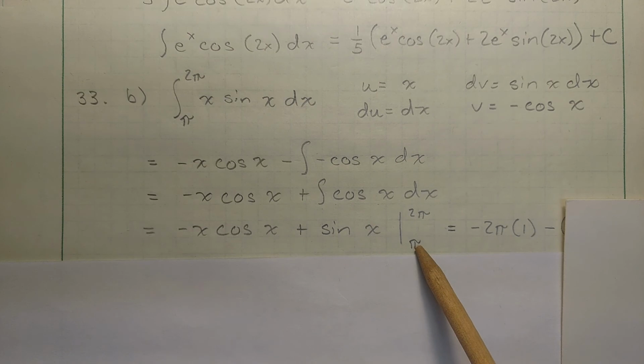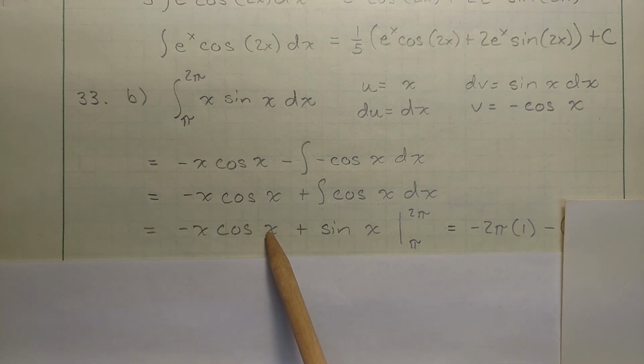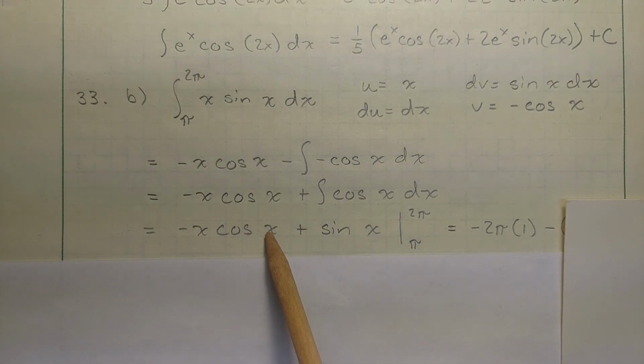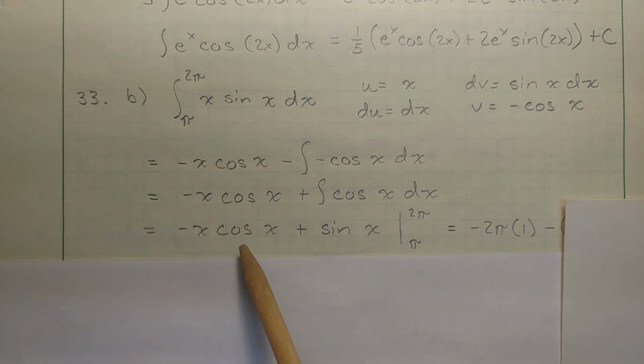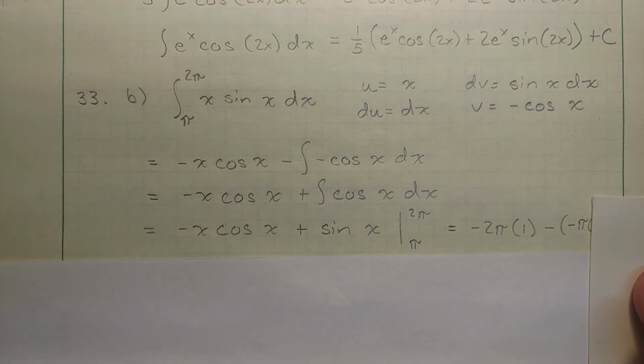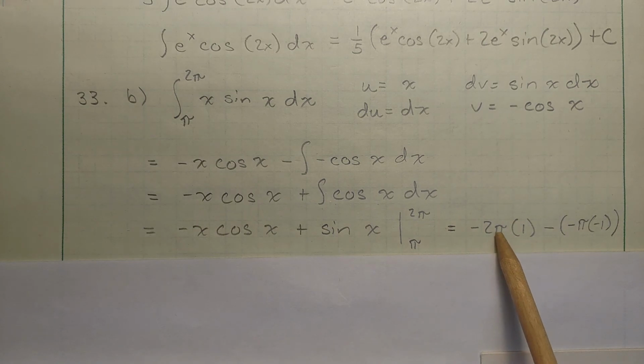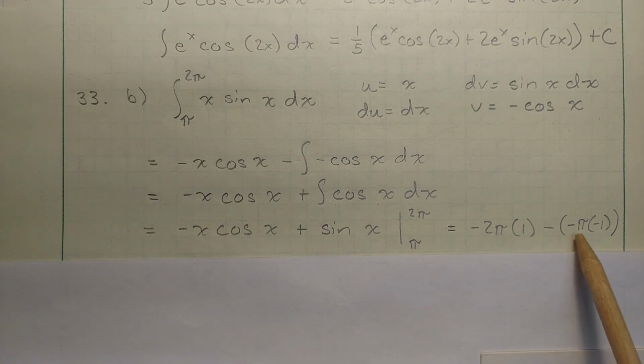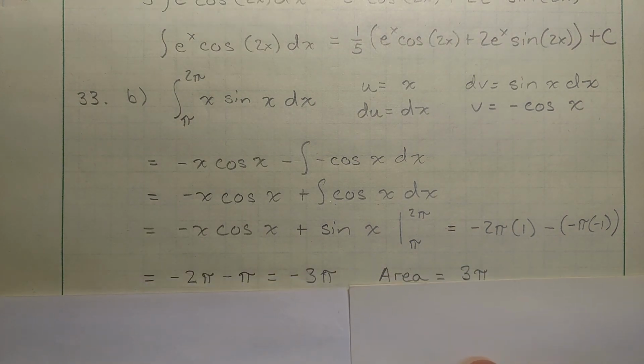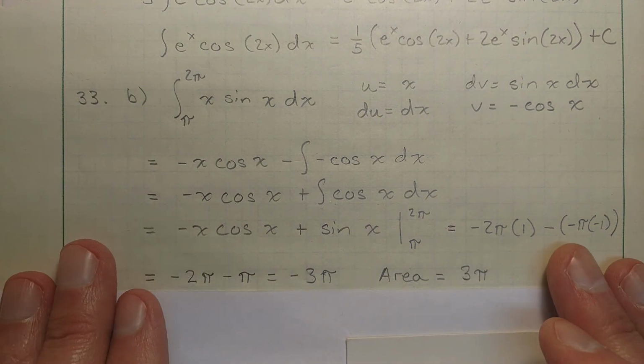So when I put this in, you want to be careful with your negatives. This becomes negative pi times negative 1, and the sine of pi is 0 again. So being careful here and distributing through, it looks like I get negative 2 pi minus pi, so it looks like my final answer is negative 3 pi.